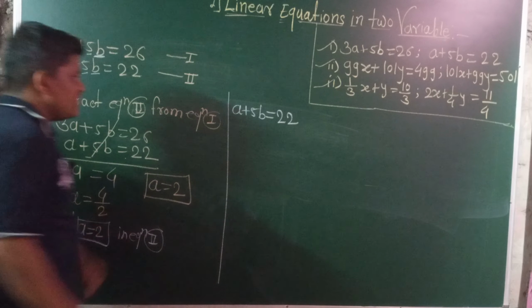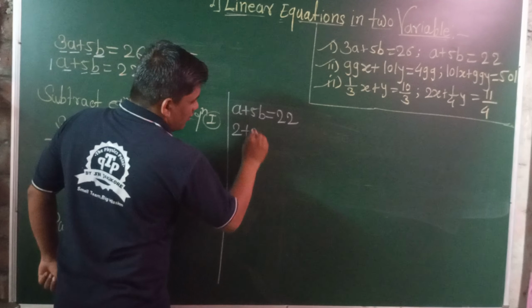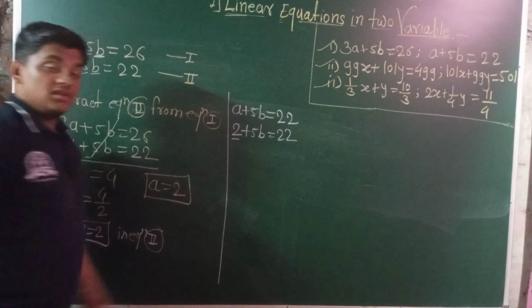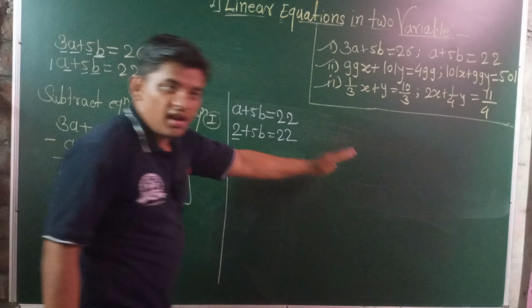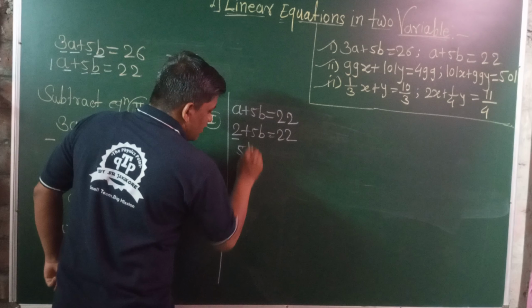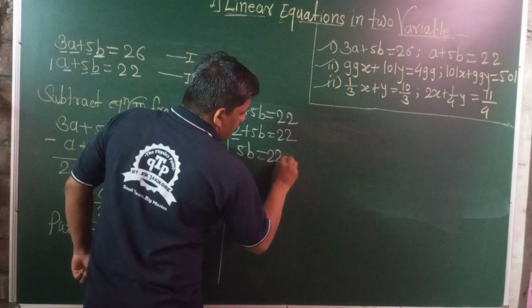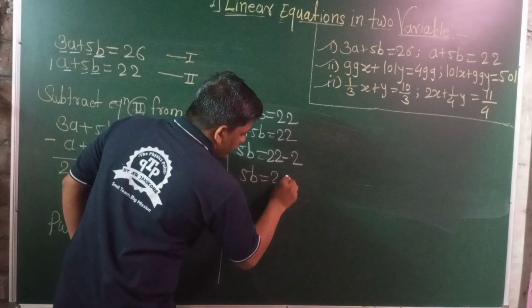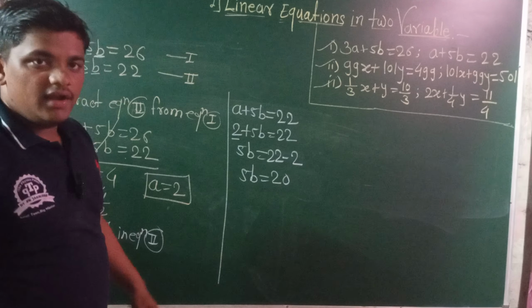This is a plus 5b equal to 22. The value of a is 2, so 2 plus 5b equal to 22. This 2 is a plus on the left hand side. When it goes to the right hand side, it changes its sign, that is subtract. 22 minus 2, then 5b equal to 22 minus 2 is 20.